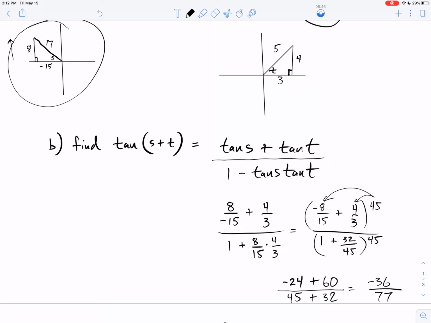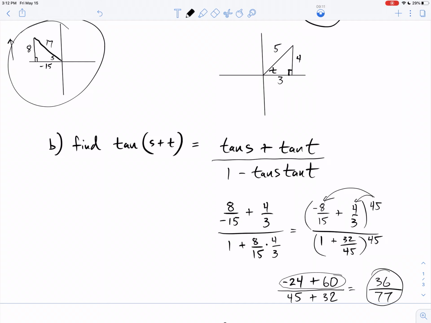So the answer in the book happens to be positive. Where did I mess up? Let me look. Negative 20. Oh, duh. Negative 24 plus 60 is not negative 36. I am not going to re-record this because I am a goon. That's the answer they have in the book. Ta-da. If you noticed my little boo-boo right there, that's okay.